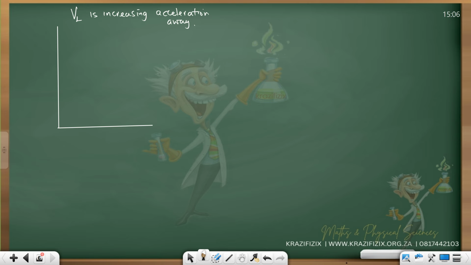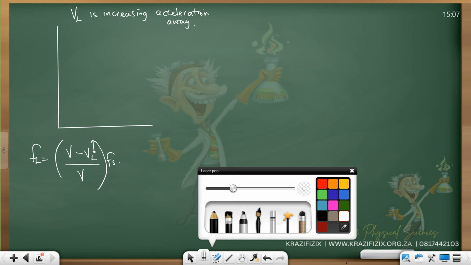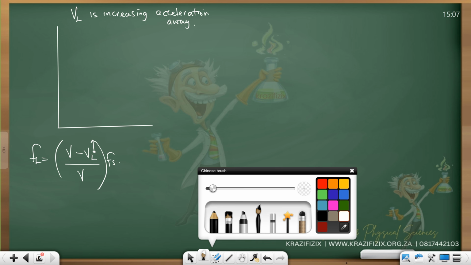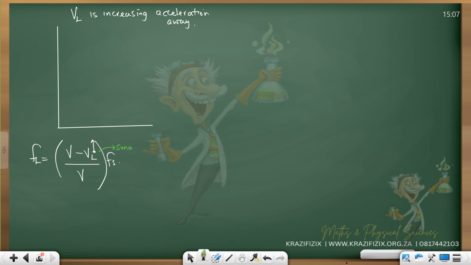Okay, are we done? Now, first thing is to look at the formula, right? What's the formula saying? Since it's moving away, it's minus on top. Is that fine with us? What do you notice? Just V, right? If this number, VL, is increasing, do you notice that the numerator will be getting smaller? Because it's a minus. The other one was a plus. So as this thing increases, this whole thing becomes what? Smaller.